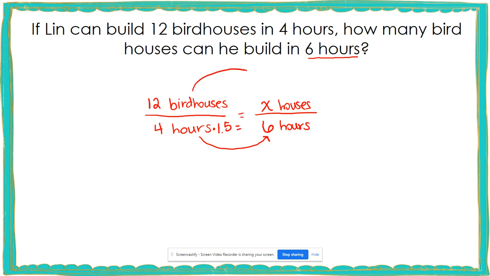Now I'm going to do the same thing here to get x. I'm going to take my 12 birdhouses and I'm going to multiply by 1.5. So 12 times 1.5 gives me 18. That means for this problem that Lynn can build 18 birdhouses in 6 hours.